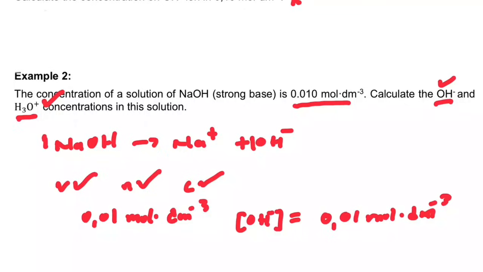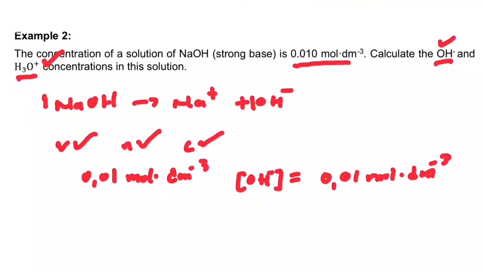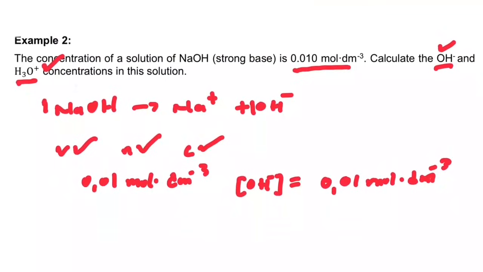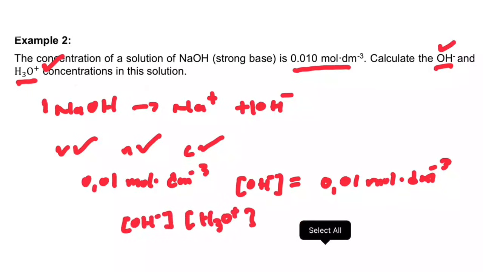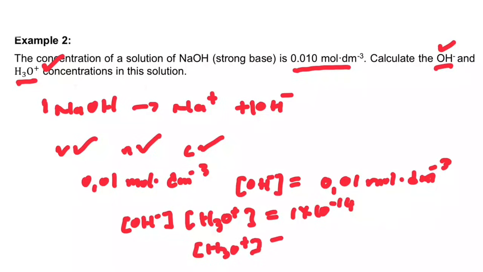That's why I was saying that that concept is very consequential in what we are going to be doing. Take a look at this. So OH- multiplied by H3O+, we had said that this is equal to 1 times 10 to the minus 14. Well, it should be easy to see what we are going to do here. The concentration of H3O+ is going to be equal to 1 times 10 to the minus 14 divided by the concentration of OH-, which is 0.01.